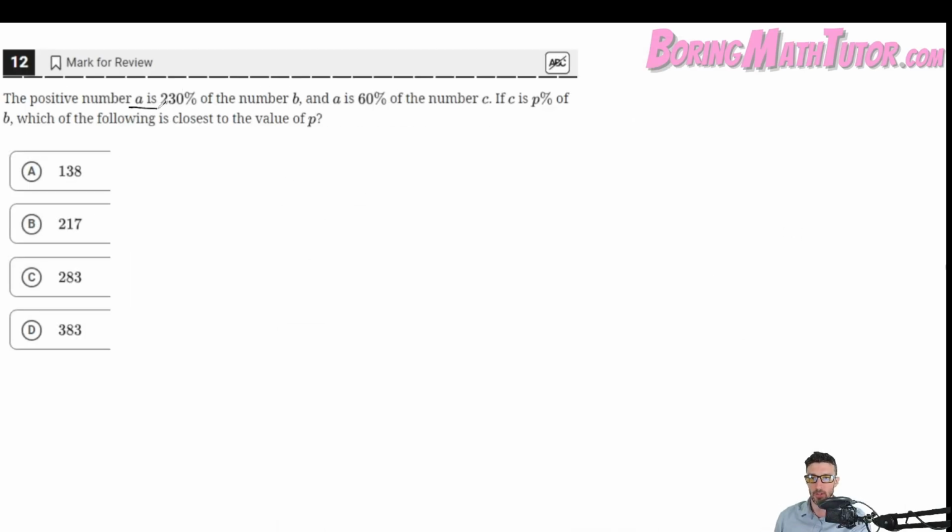All right, we got to know how to write all of these as equations. They said that A is equal to 30% of B. So that's the same thing as saying A equals 0.3B. And they also said that A is equal to 0.6C. And then they're saying C is equal to P% of B. Okay, and then what are they asking us for? They're asking us for the value of P. Well, I see P is right over here.